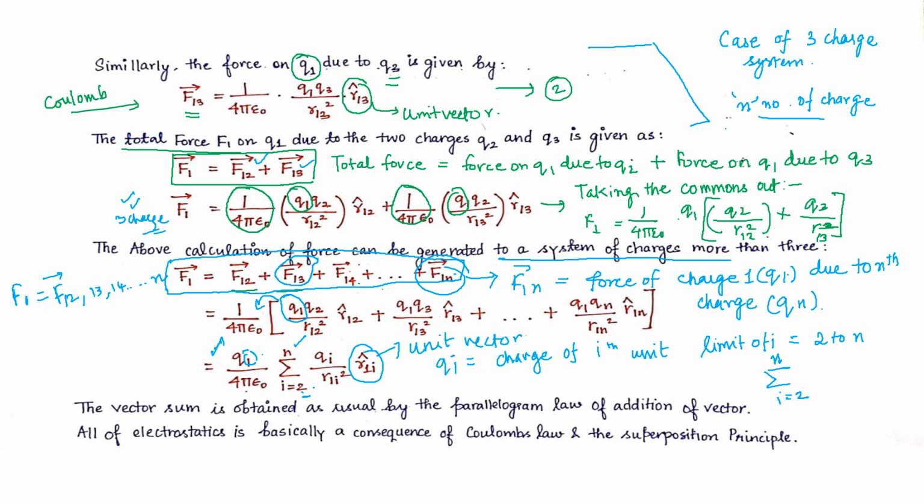Then r1i is the distance between the first charge and the ith charge. Again here the value of i depends upon which charge we have taken, and it has limits from 2 to n. So this is the formula which gives us the force on a particular charge in a given system of charges.